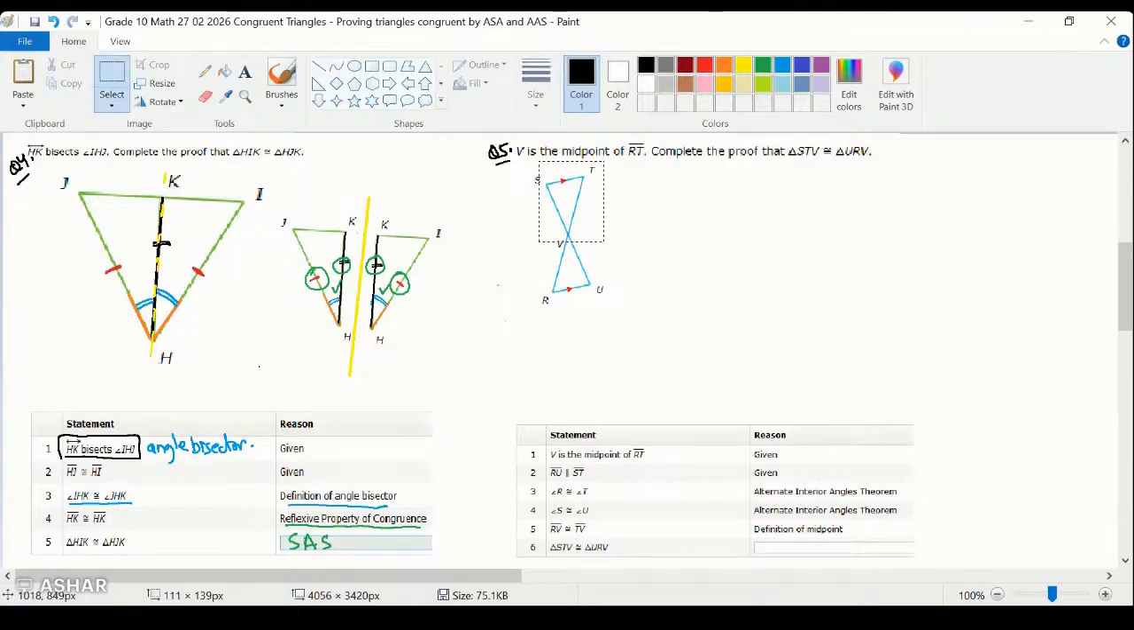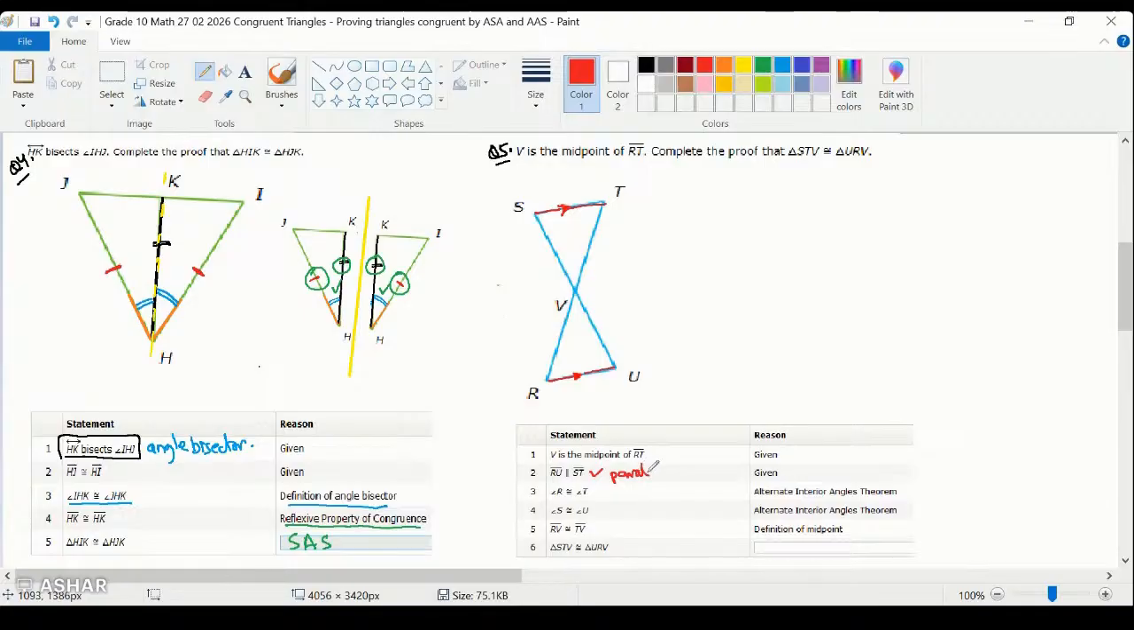And the given diagram states this information, where these two are pairs of parallel lines, which is given over here. RU and ST are parallel. They're saying V is the midpoint. That means this length should be equal to this length, right?